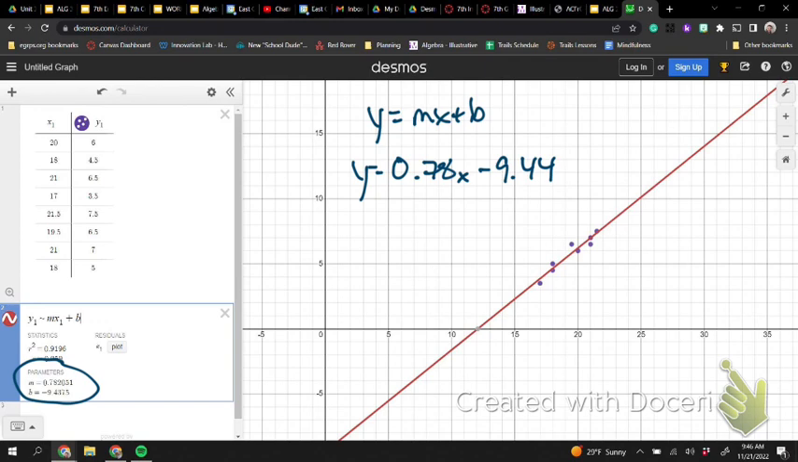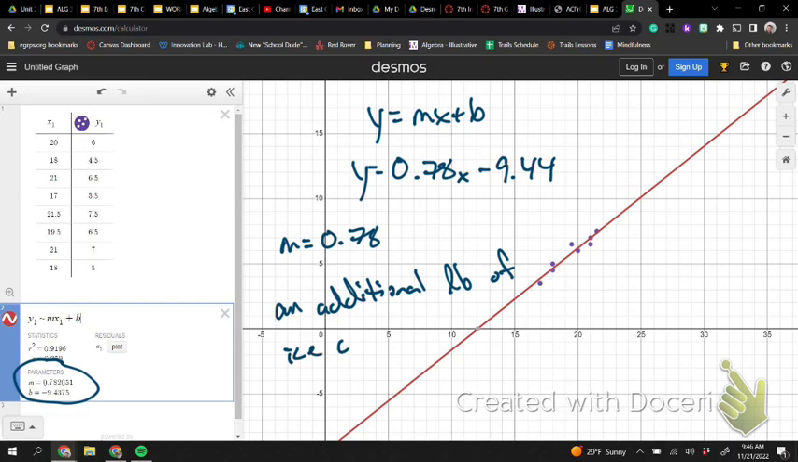The slope of 0.78, what does that mean in context? The amount sold for each pound. That is, the amount, an additional pound of ice cream. So the slope, we'll write that down, 7.8 means an additional pound of ice cream is sold every 0.78 degree increase.